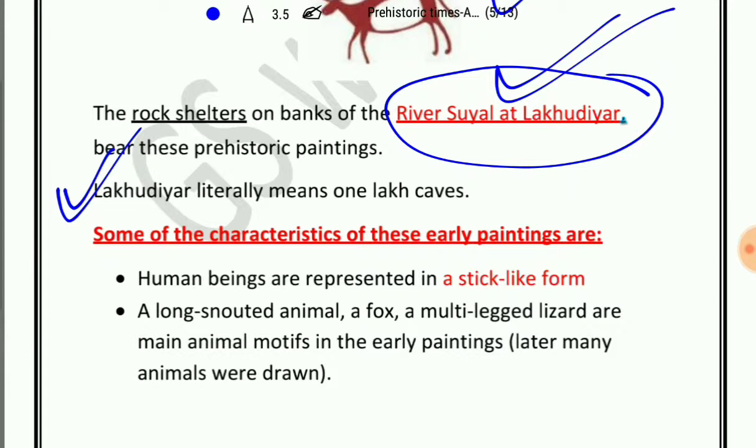A very prominent feature of the early paintings is that they used to represent human beings in a stick-like form. They used to draw stick-like forms and represented them as human beings. And a long-snouted animal, they also used to draw a fox, a multi-legged lizard, and these were the main animal motifs in the early paintings. But with the advent of time, many other animals also came into the picture.